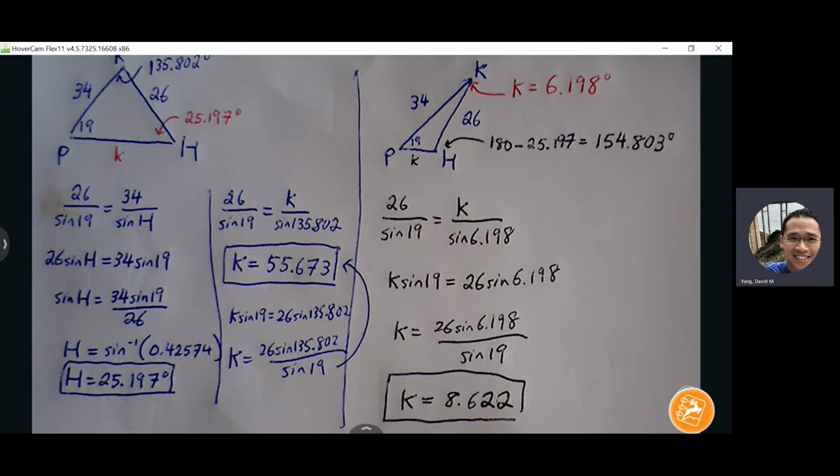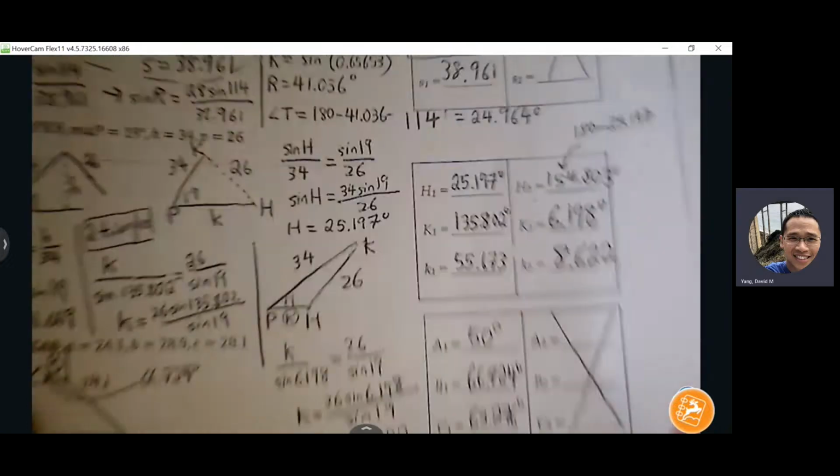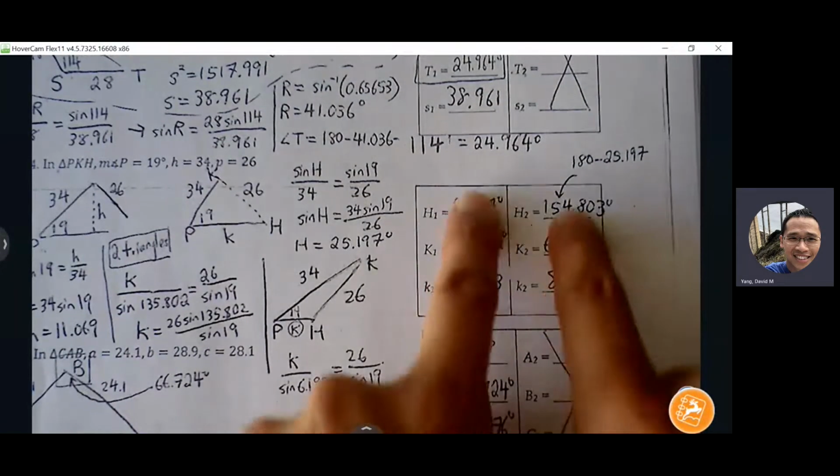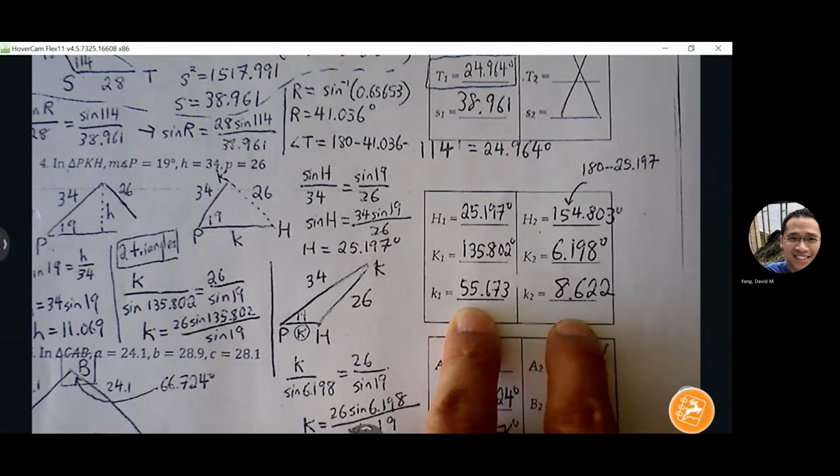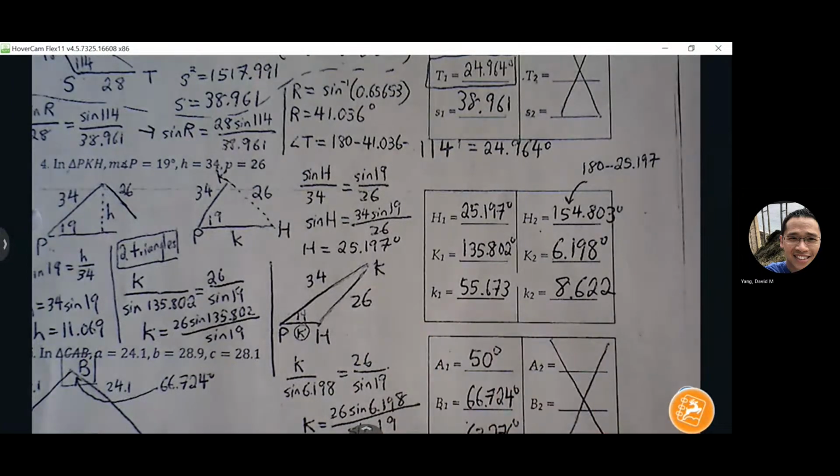Okay, any other questions with number 4? Number 4 does require you to fill out both columns, with the values here from both columns.